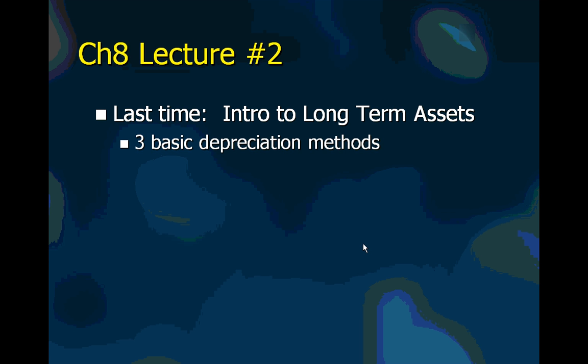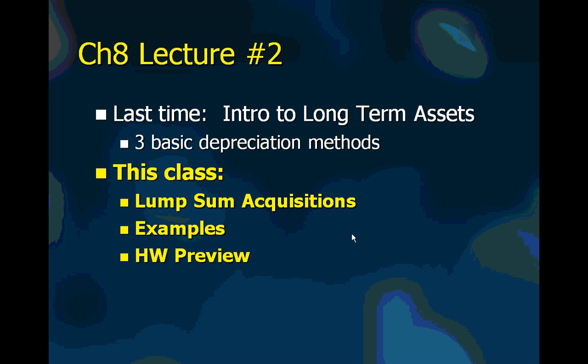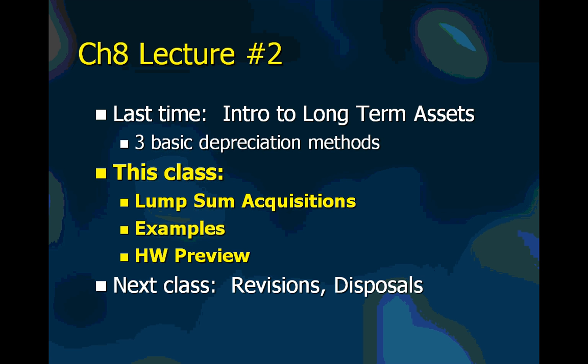Okay, class, today we're going to talk about long-term assets a little bit further. We know last time we covered 3 basic depreciation methods. This time we're going to talk about acquisitions when you buy more than one asset class in one lump sum. We'll give you several examples. We'll let you work on a couple of those, and we will actually do a little homework preview for you. And next time we're going to talk about revising depreciation during the life of an asset and some disposals when you get rid of an asset.